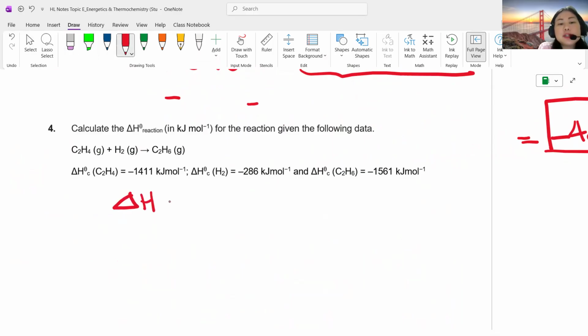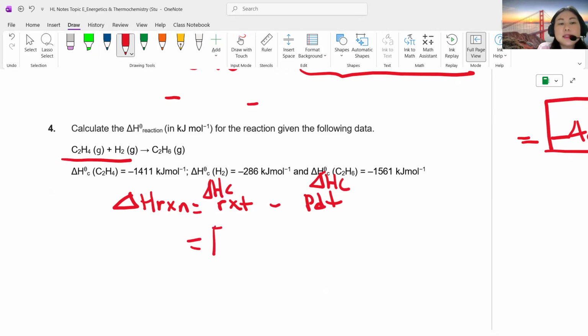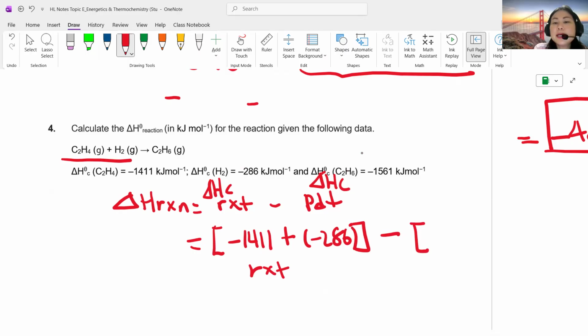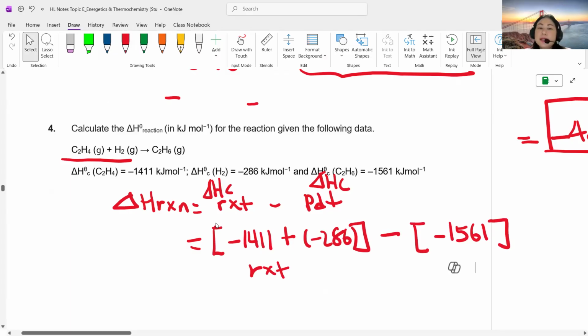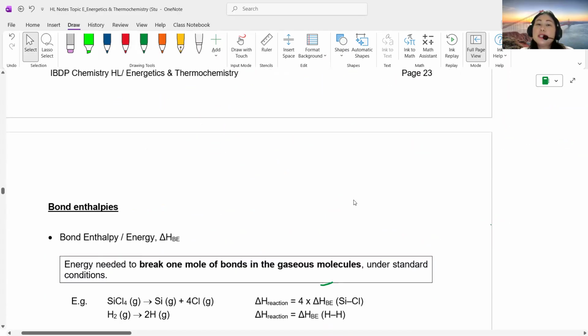So delta H reaction is equal to reactant minus product because I'm using HC. Reactant means these 2. Let's find out the reactant. Reactant is minus 1411 plus hydrogen 1 mole, minus 286. So these are my reactant. Reactant sum up minus the product. Product is minus 1561. Press the calculator, you get the answer. All right, so the formula is reactant minus product if I'm using combustion data.